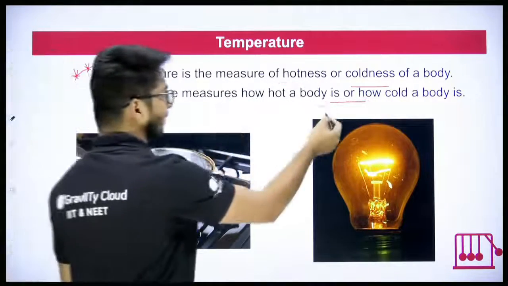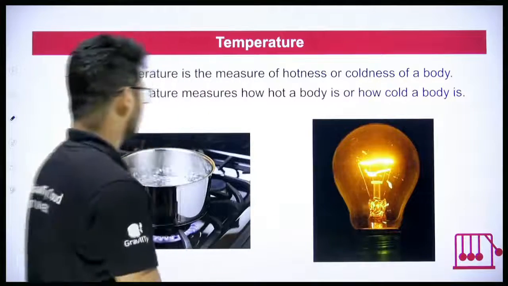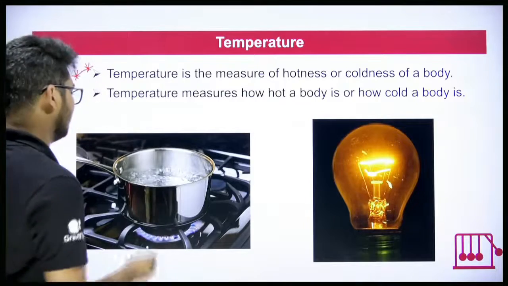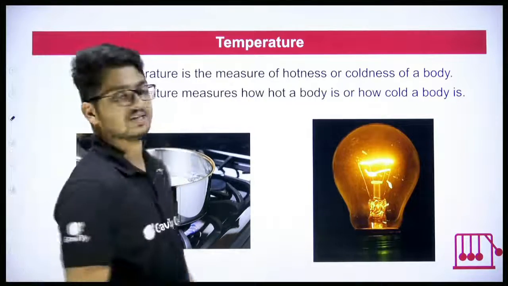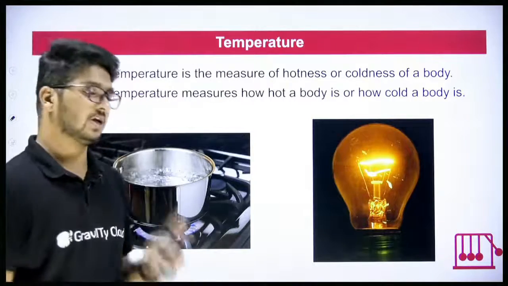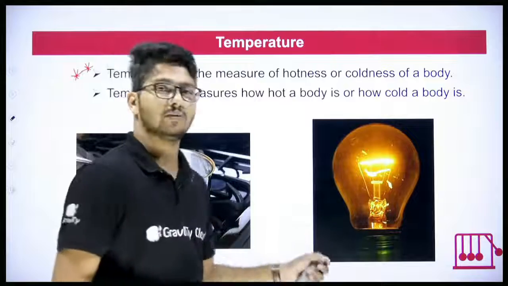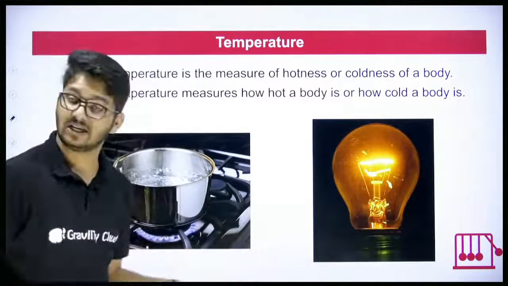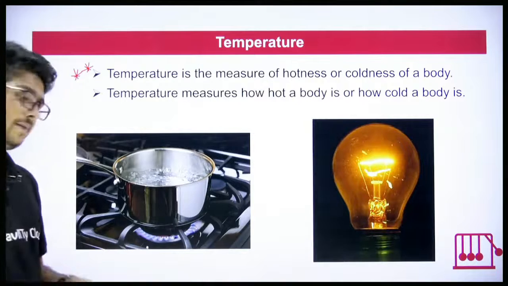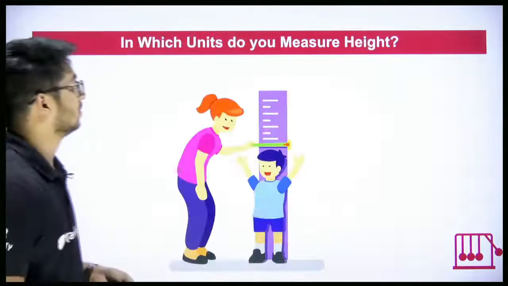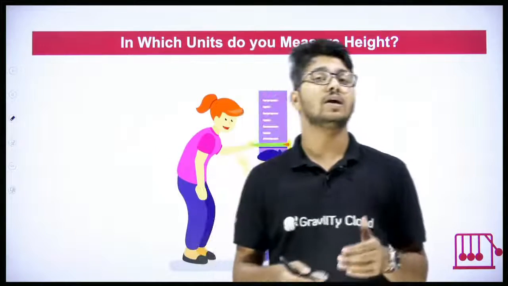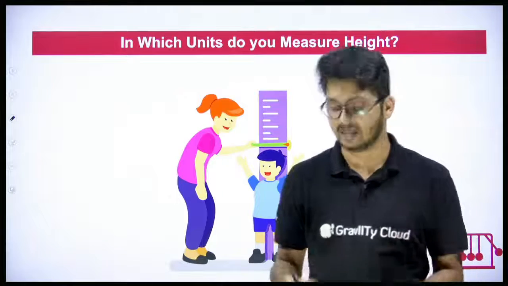So temperature measures how hot a body is or how cold a body is. Clear? Good. So to measure which is hotter here, we can use a thermometer, measure its temperature, then we can say which is hotter. Not by touching it. By touching we cannot say exactly, but by measuring their temperatures, we can exactly say which is hotter. Okay? Good. Let's continue. We learned about temperature. We learned its definition. We learned what it means. Then how do we measure it?